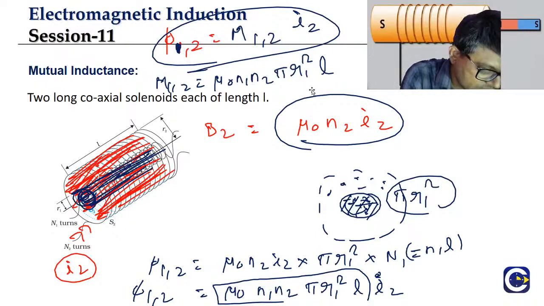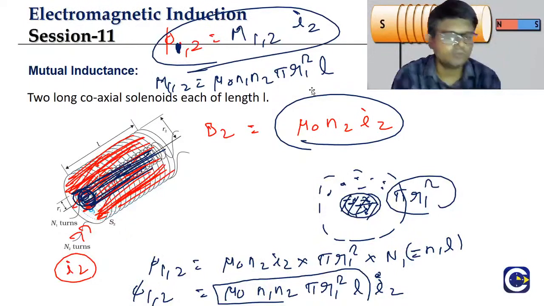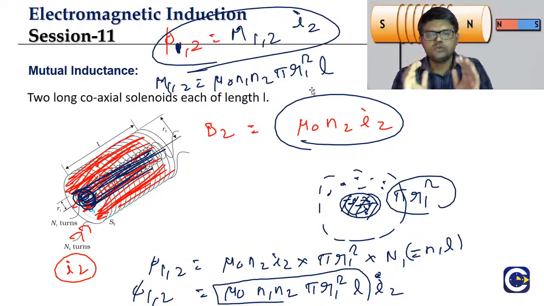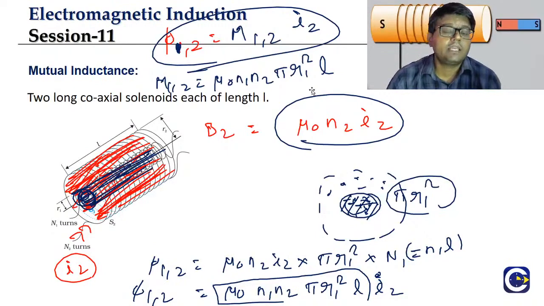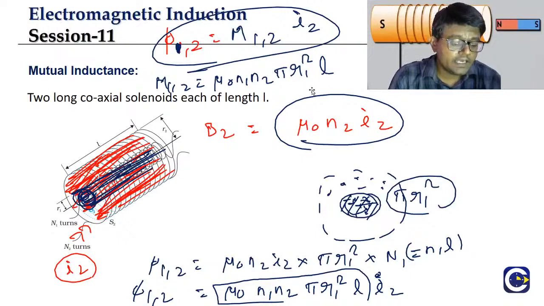Arun, you are asking whether the magnetic flux outside is 0. Outside the coil, I didn't get the question. If you check, we are only calculating the flux through the area of the inner coil. We are not calculating the flux through the area of the outer coil.